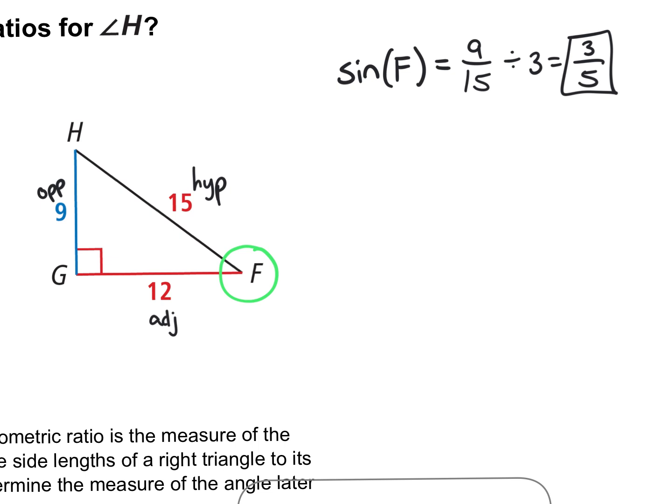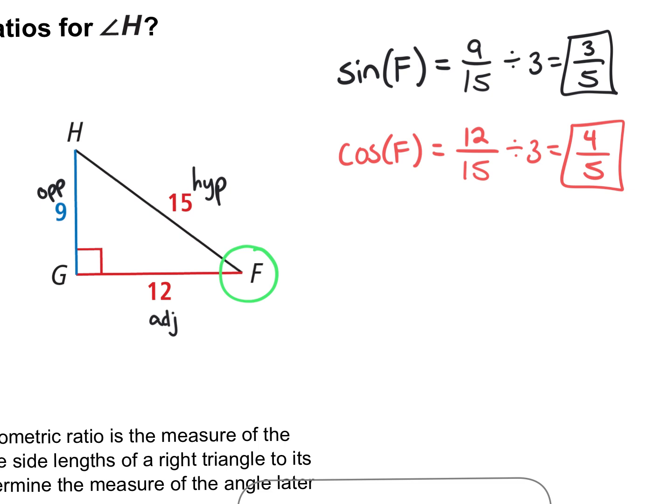Okay, next one, we want to find cosine of our angle F. Cosine, what's cosine's trig ratio? Adjacent over hypotenuse is cosine. What's the adjacent side? 12 over hypotenuse, 15. What can I divide both of those by? Divide both those by 3. We get 4 over 5.